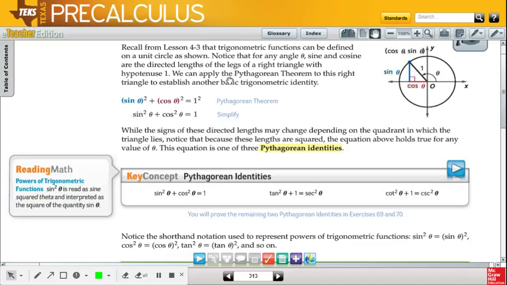Continue on, we can apply the Pythagorean Theorem, meaning x squared, y squared, and r squared, to this right triangle to establish another basic trigonometric identity. So instead of x, it's cosine theta, instead of y, it's sine theta, and instead of r, it's 1. So what it's saying is sine theta squared plus cosine theta squared equal to 1 squared. That's the Pythagorean theorem. When you simplify, it's sine squared theta plus cosine squared theta equal 1. That's going to be another trigonometric identity.